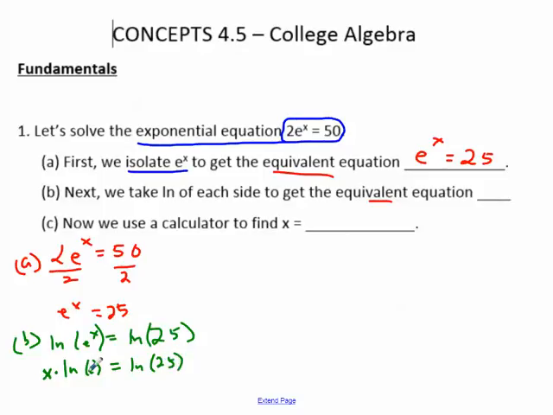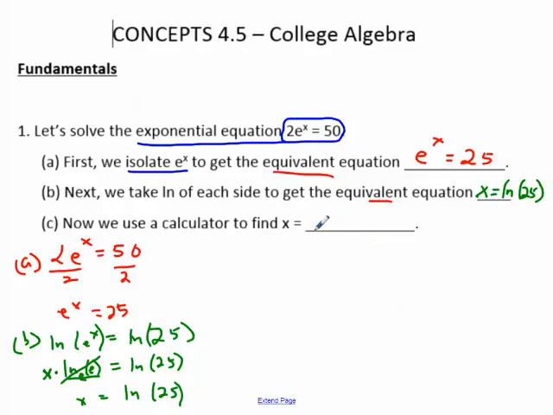The nice thing about that is that ln of e is 1, because natural log of e means the base is e. So this is saying e to what power is e, which has to be 1. So this goes away because it's now x times 1. x equals ln of 25. So step B says take the natural log of each side to get the equation x equals ln, the natural log of 25. And there's our equivalent equation.